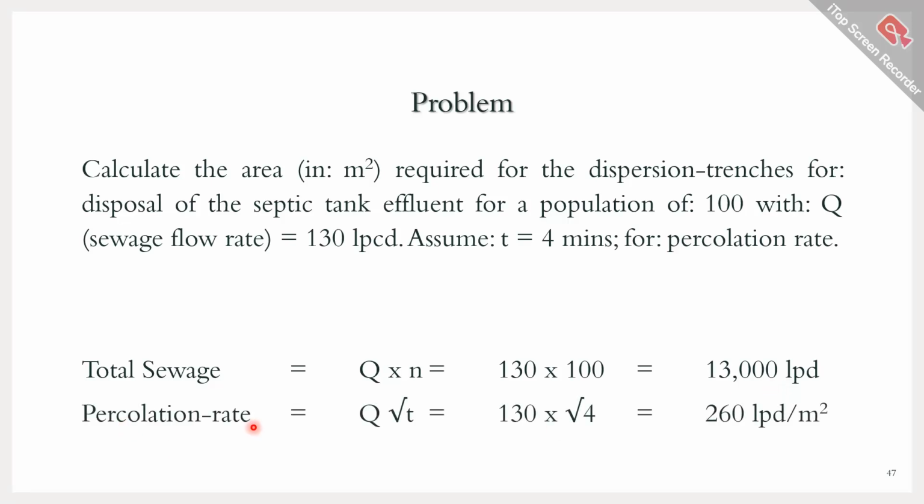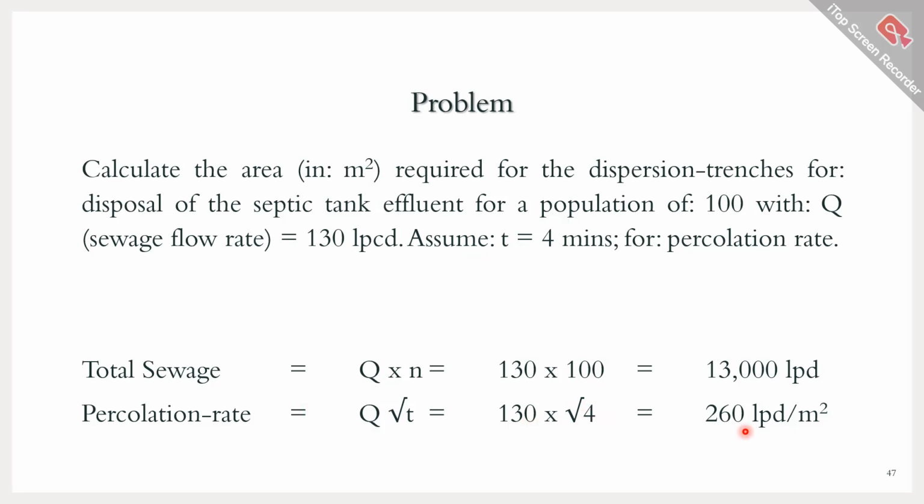And the percolation rate. There is a numerical formula which is given something like this: Q into root over T. Q is given in the question as 130 liters per capita per day, the per capita volumetric flow rate of sewage, into root under 4. Here it is given in the question T equals 4 minutes to calculate the percolation rate. So in the numerical formula there is this term T, where you put the T from the problem, equal to 4. It gives you root 4, which means 2.